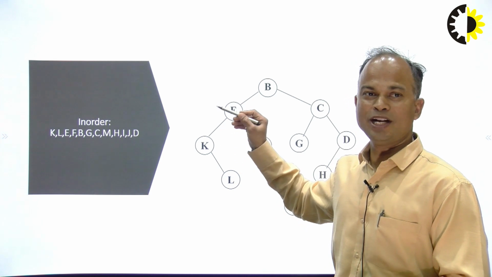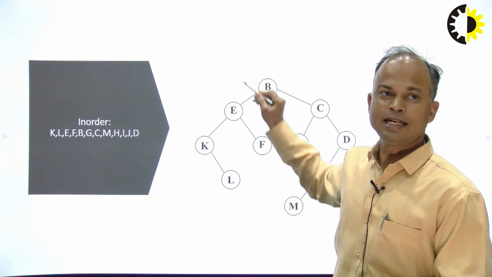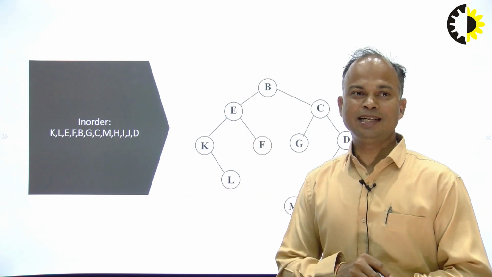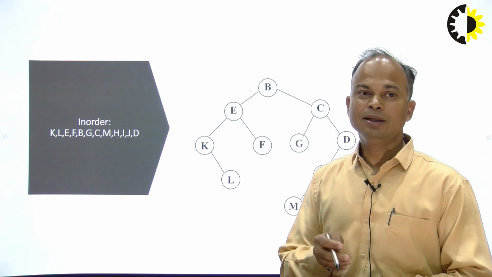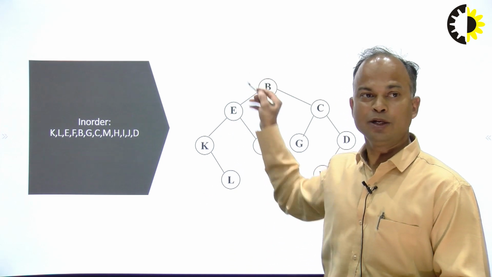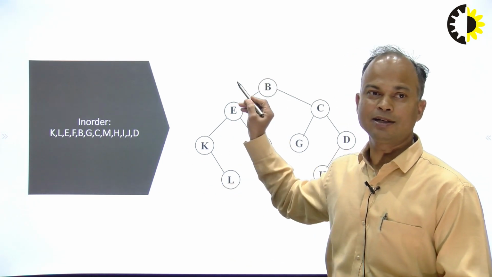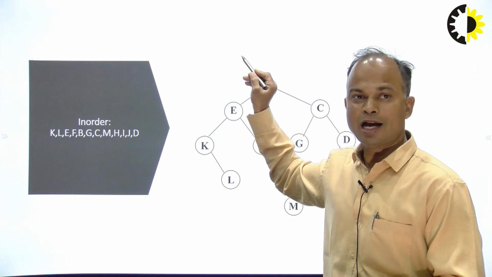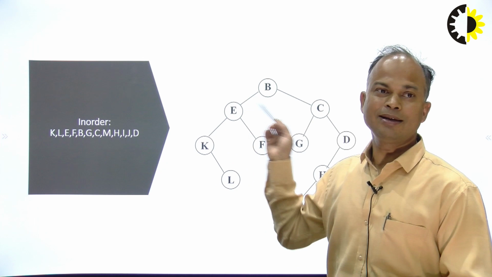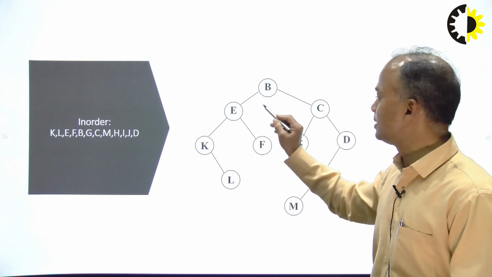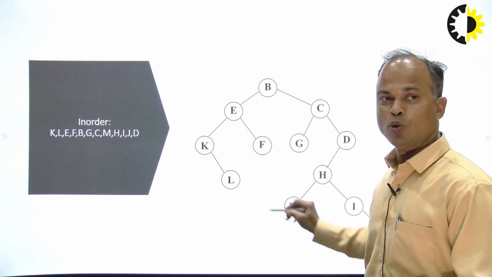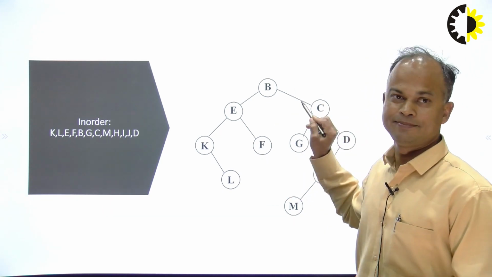Now go one step upward. This is your B. We have visited the left part, so after visiting the left part, we need to visit the root. Therefore, we are visiting B. B is my root. We have visited the left part and the root. Now we need to visit the right subtree in in-order sequence. So we are here at C.